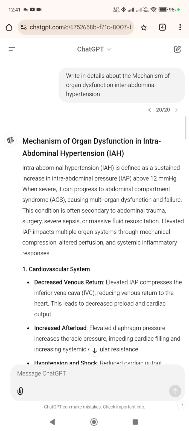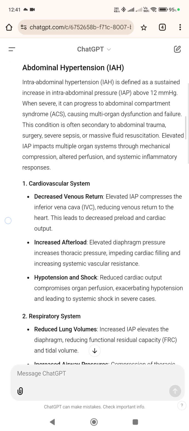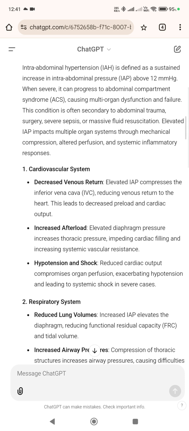Mechanism of organ dysfunction in intra-abdominal hypertension, IAH. Intra-abdominal hypertension, IAH, is defined as a sustained increase in intra-abdominal pressure, IAP, above 12 mm Hg. When severe, it can progress to abdominal compartment syndrome, ACS, causing multi-organ dysfunction and failure.